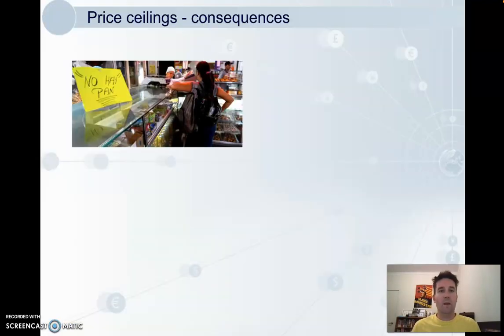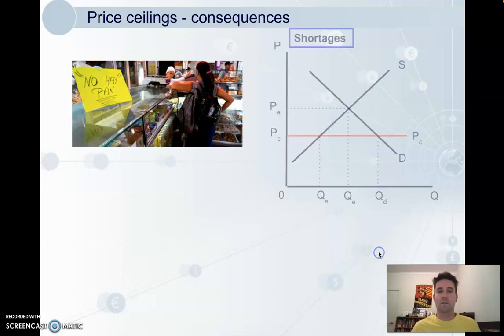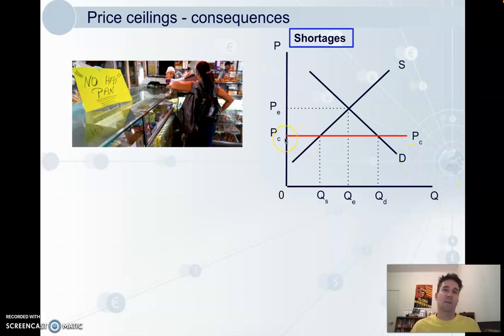Okay, we're going to look at another example in Venezuela, where ceilings have been put on bread and also other necessities, and the idea is to ensure their affordability. People don't have a lot of money in Venezuela, they wanted them to be able to afford them. So again, what we see is a shortage. Demand is greater than supply at the price ceiling.